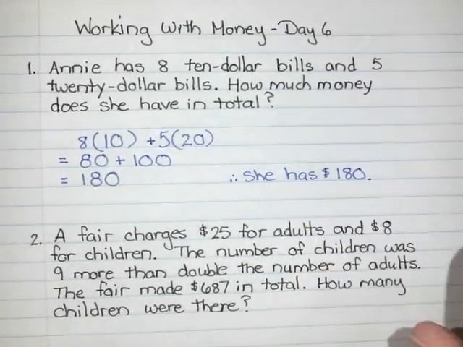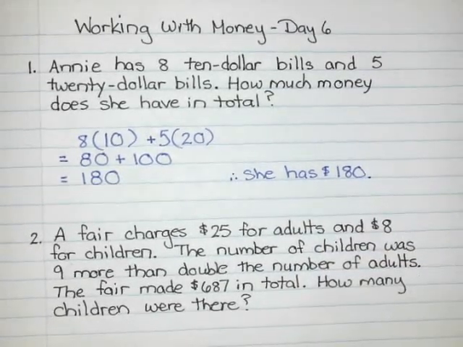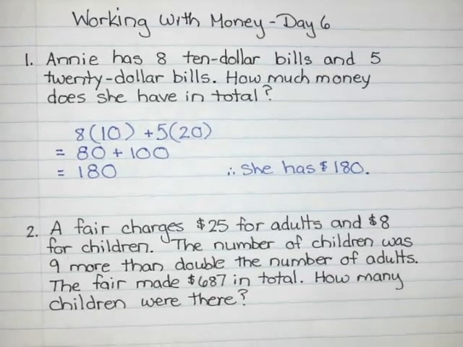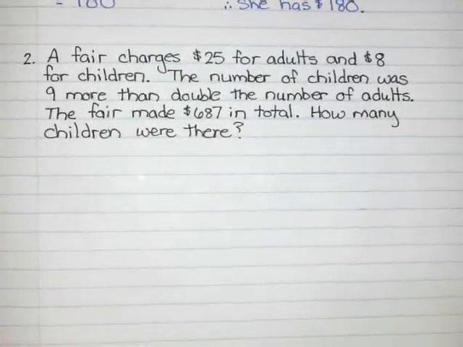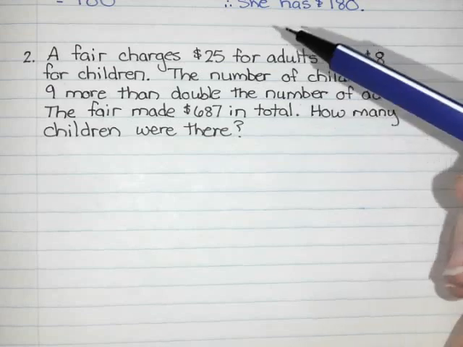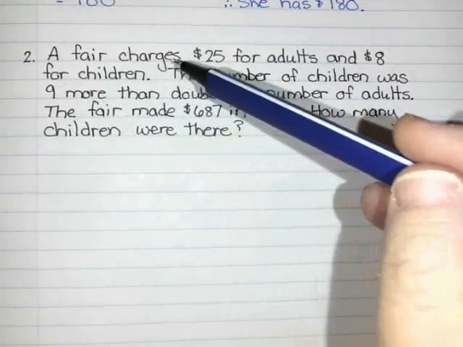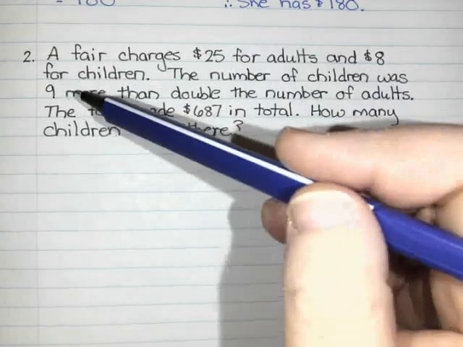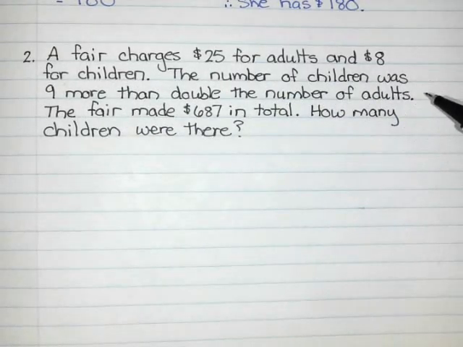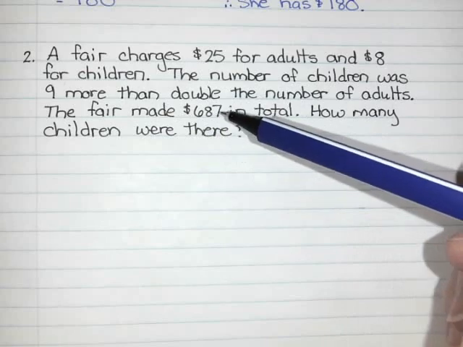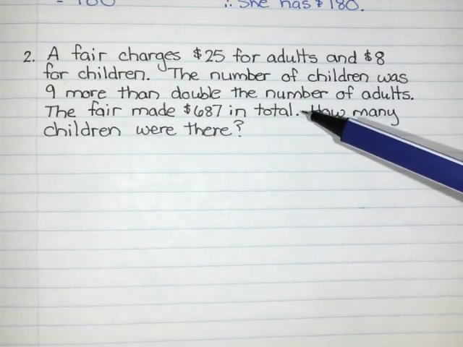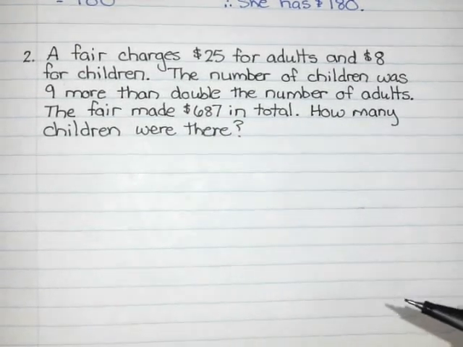So we did this just to kind of get ourselves started for money word problems. So in this question here, it says a fair charges $25 for adults and $8 for children. The number of children was 9 more than double the number of adults. The fair made $687 in total. How many children were there?